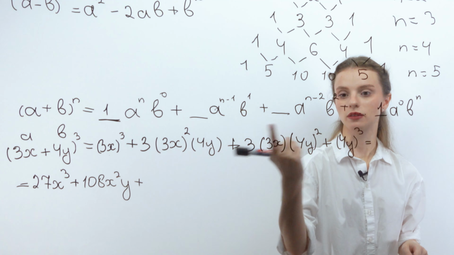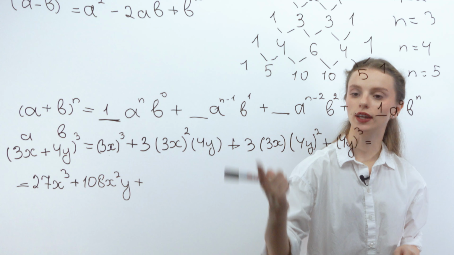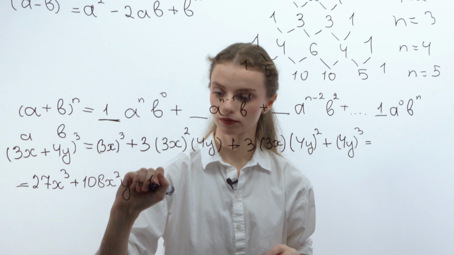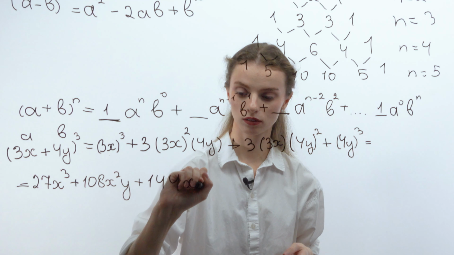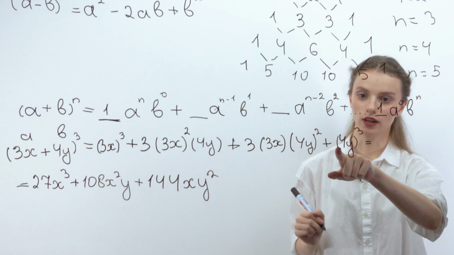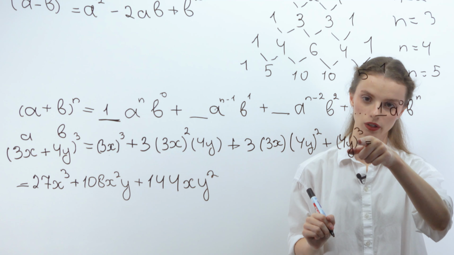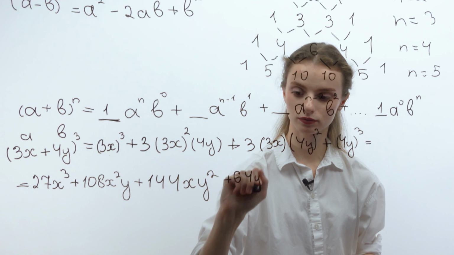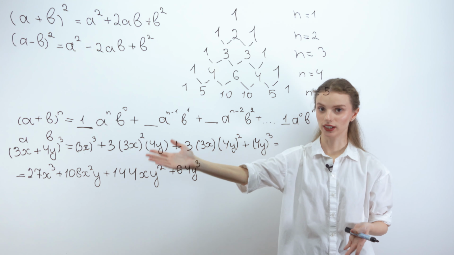Here I have 3 times 3 is 12, and 12 times 16, 144. And then I have 4 to the third power, which is 64y cubed. And that is your final answer.